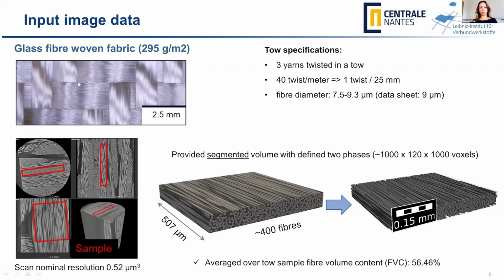So it's a glass fiber woven fabric, which you can see here. We scanned a sample at the resolution of 0.2052 microns. And then what was provided to the participants is this subvolume, which was quite representative because we took the whole yarn thickness, tow thickness, and you can see there it contains around 400 fibers.